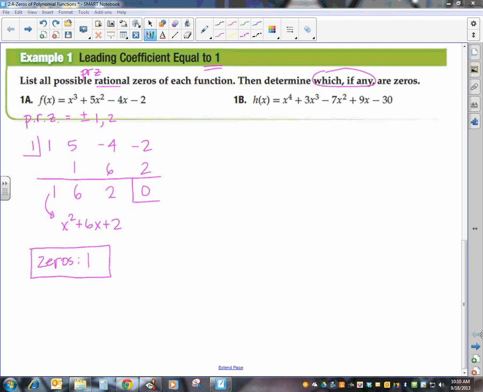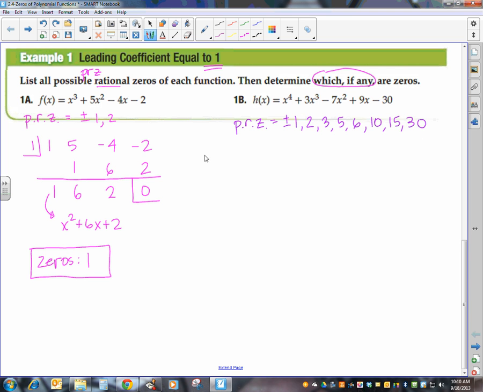Okay, let's look at the next example. We have x to the fourth plus 3x cubed minus 7x squared plus 9x minus 30. Again, my leading coefficient is 1, so my possible rational zeros this time are plus or minus the factors of 30. So we have 1, 2, 3 goes into 30, 4 doesn't, 5 times 6, 3 times 10, 2 times 15, and 30. So those are all my possible rational zeros.